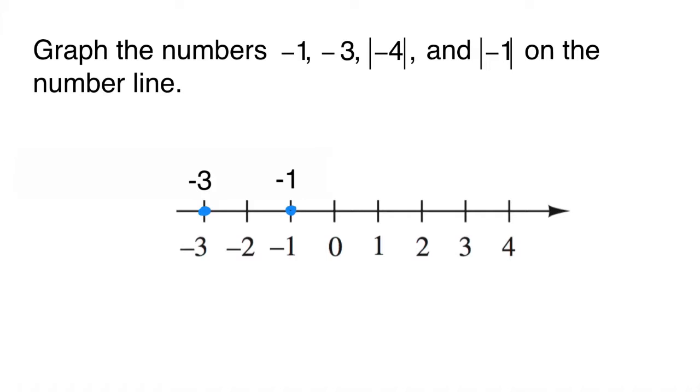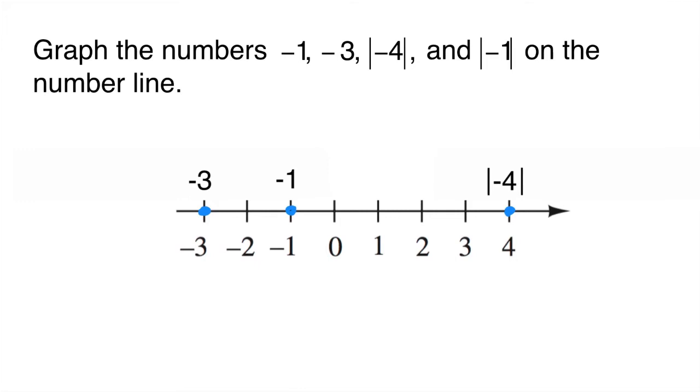We then have the absolute value of -4. The absolute value of -4 is the distance of -4 from 0 on the number line. So the absolute value of -4 is 4, and we'll find 4 on the number line and plot a point there in order to graph the absolute value of -4.